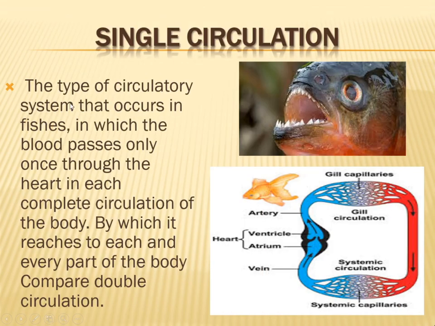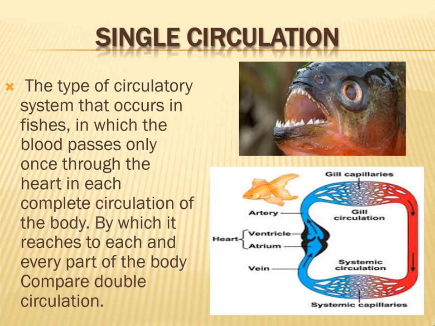Single circulation is the type of circulatory system that occurs in fishes, in which the blood passes only once through the heart in each complete circulation of the body. The blood moves through the heart only once for a complete circulation, and is passed throughout the body, reaching each and every part, compared to the double circulation.